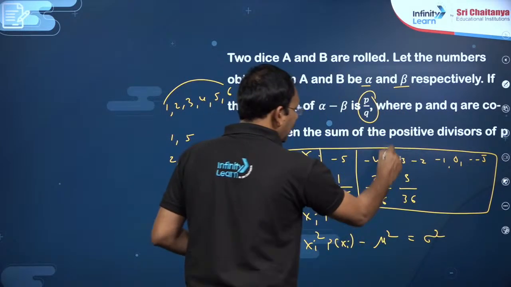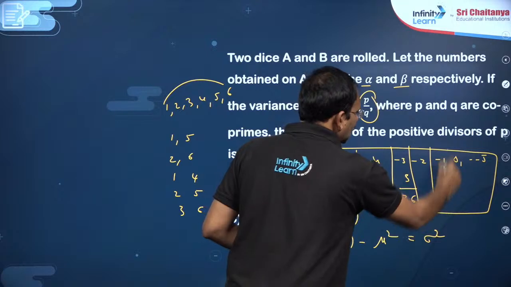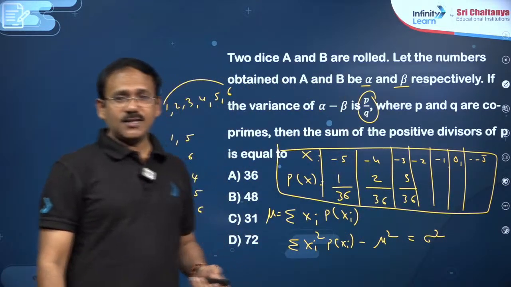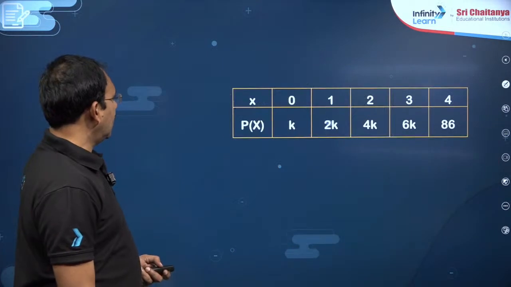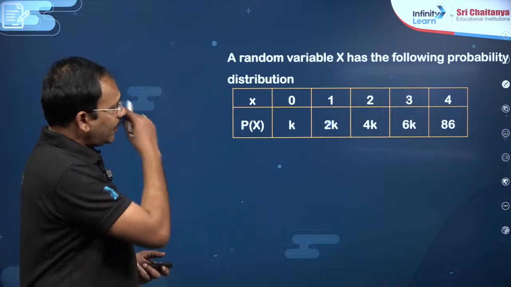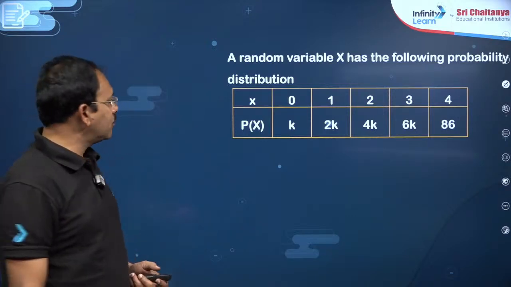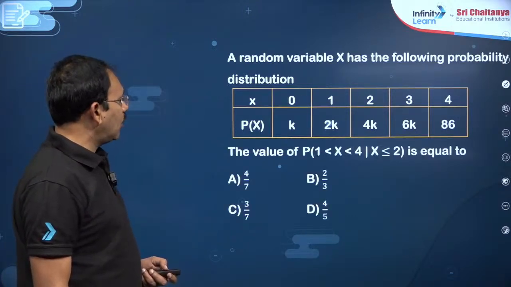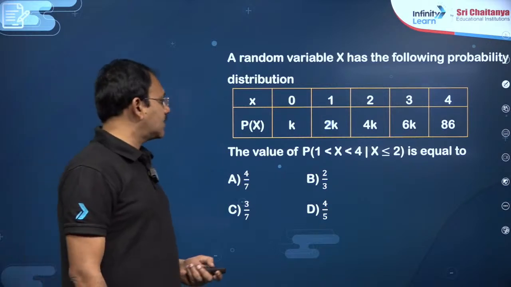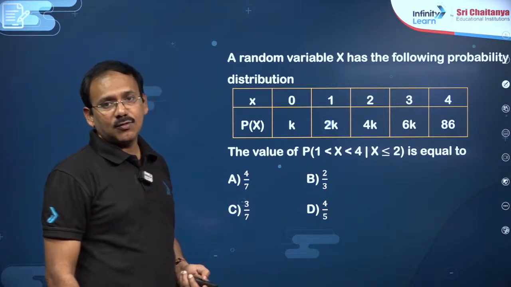So what is the variable? What are their probabilities? That you need to identify. Got it dear students? Next, you see this question: the random variable x has the following probability distribution, then find the value of P of 1 less than x less than 4 given x less than or equal to 2.